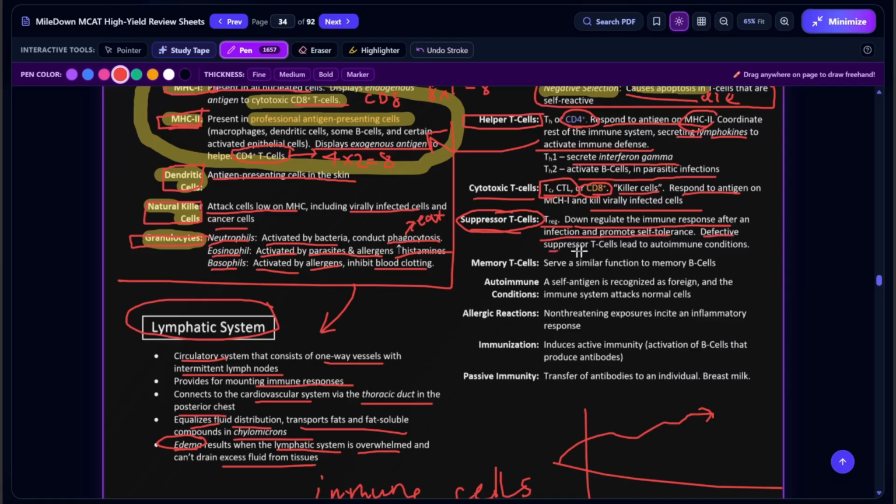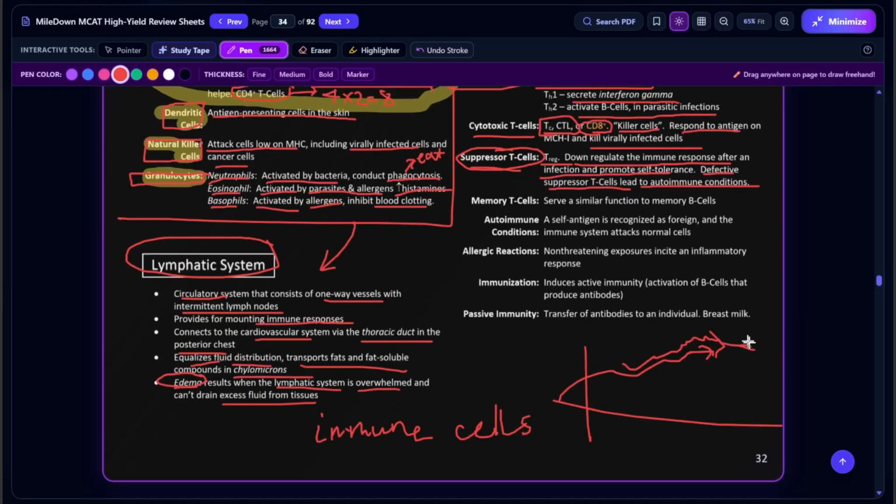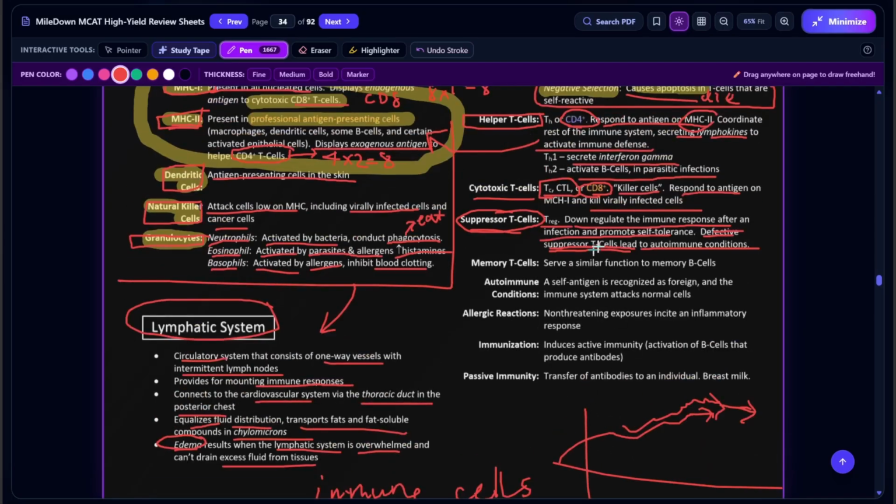And so defective suppressor T cells lead to autoimmune conditions. If your immune response is so high, and you keep having this immune response, you might have defective suppressor T cells, which are not downregulating your immune response. You're upregulated, where it keeps killing stuff, and it's killing too much stuff. It's killing stuff that is actually needed for your body, which leads to autoimmune conditions. Autoimmune, by definition, is your body attacking itself.